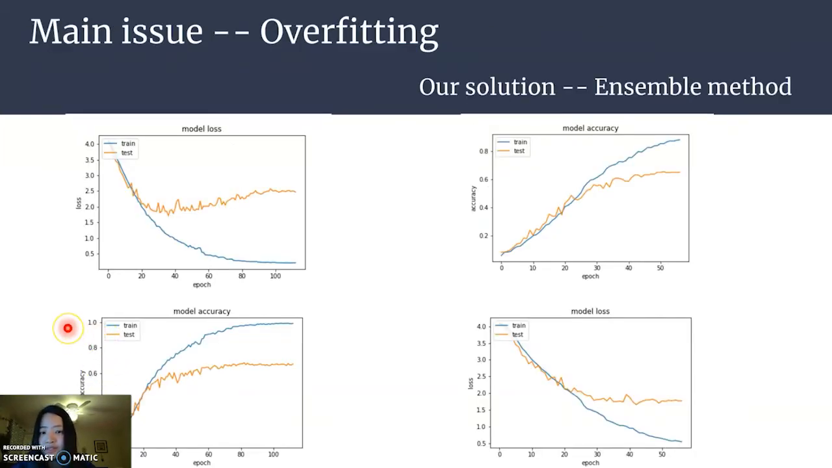So here are two training results we include here. The first one we can see here is the overfitting issue. After we change the early stop to a shorter period, it becomes a bit better, but it's still severely overfitting. Our solution towards this issue is to try the ensemble method.